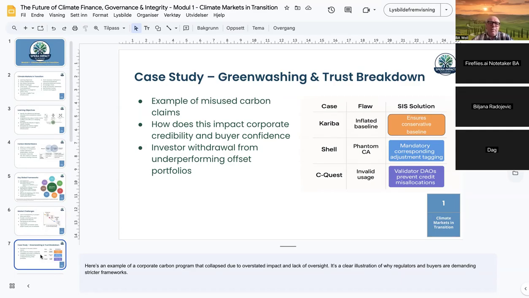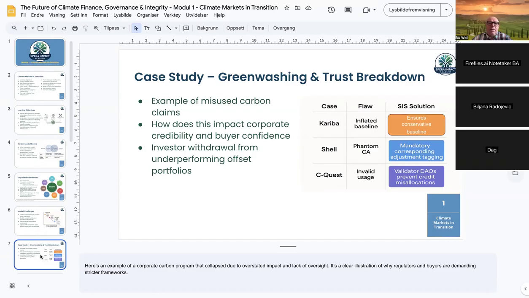If you look at the Shell project that went wrong, there were phantom adjustments. And what we have done is that we have put the corresponding adjustment tagging mandatory onto the blockchain. So it's not possible to make this up in any way. And for Sequest, there was invalid usage, problems with cook stoves that were to be there that weren't there, etc. And that's where our validated DAO, so decentralized autonomous organization, prevents credit misallocations.